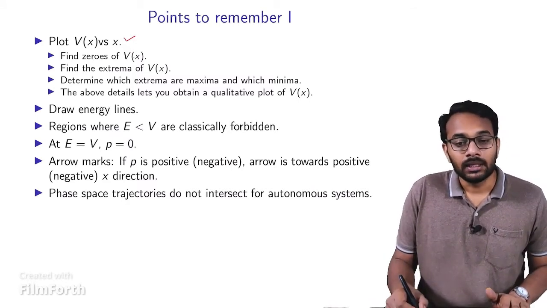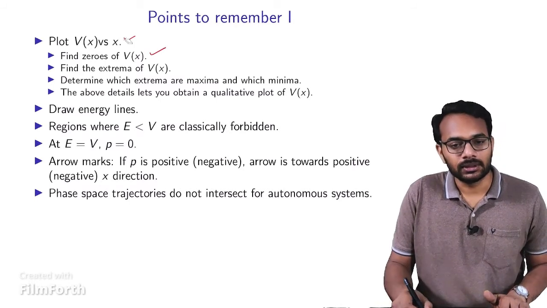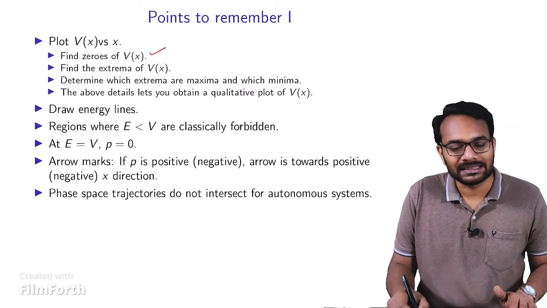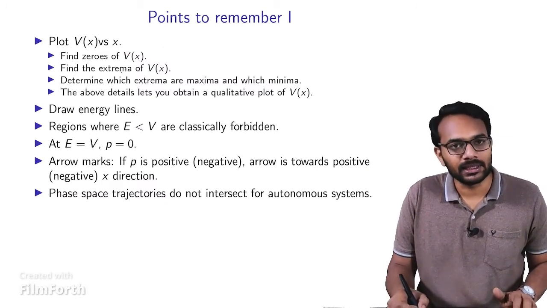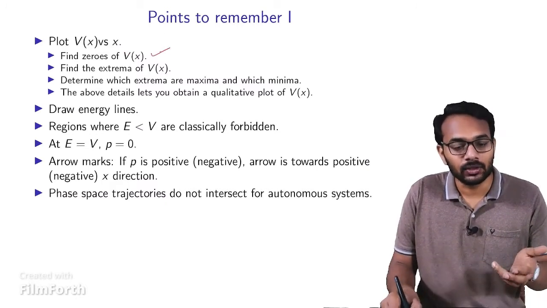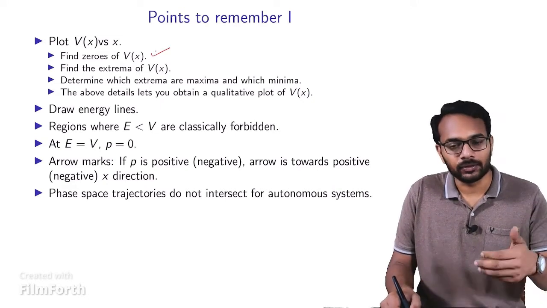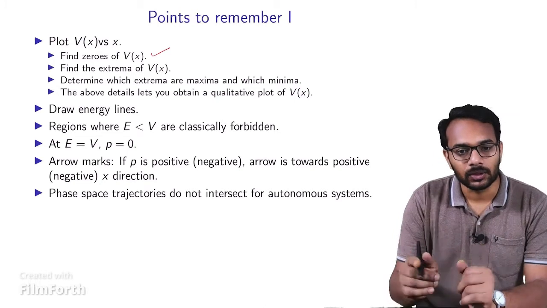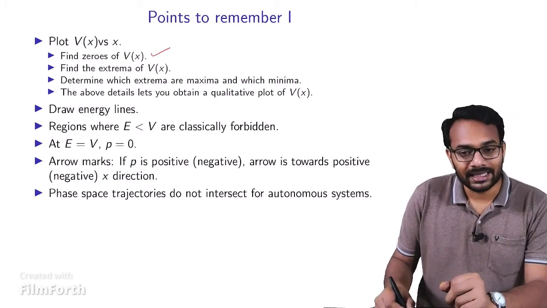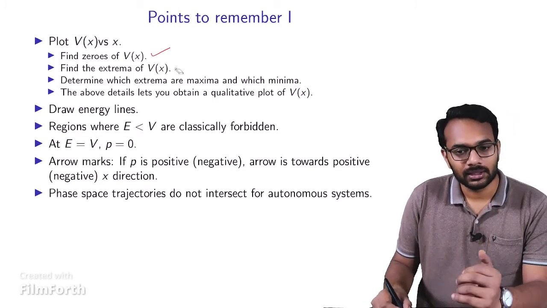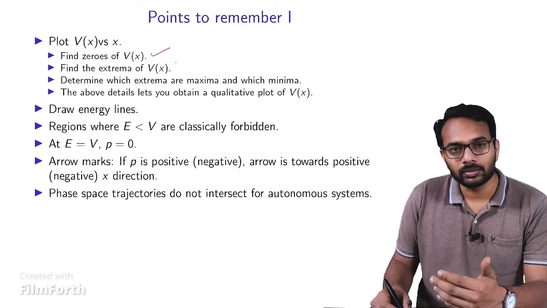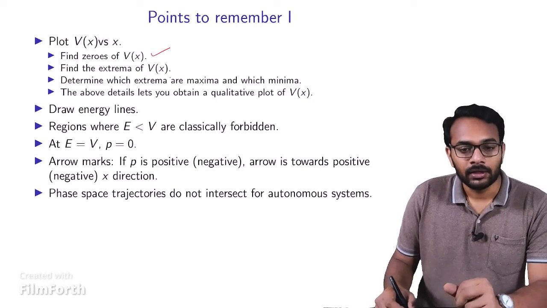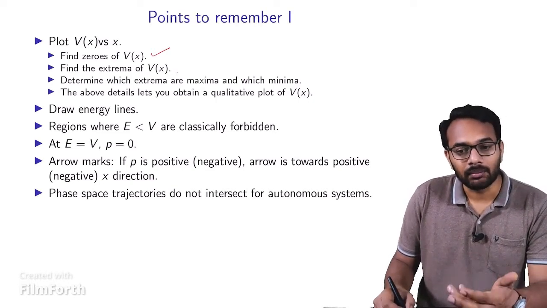Now we have to find the zeros. In order to plot v of x versus x, there are a few steps that we can take. We can first find the zeros of the potential energy curve, to see at which points the potential energy becomes zero. Then we'll find the extrema of v of x, the points on the x-axis where it has maxima and minima. We need to find which extrema are maxima and which are minima.